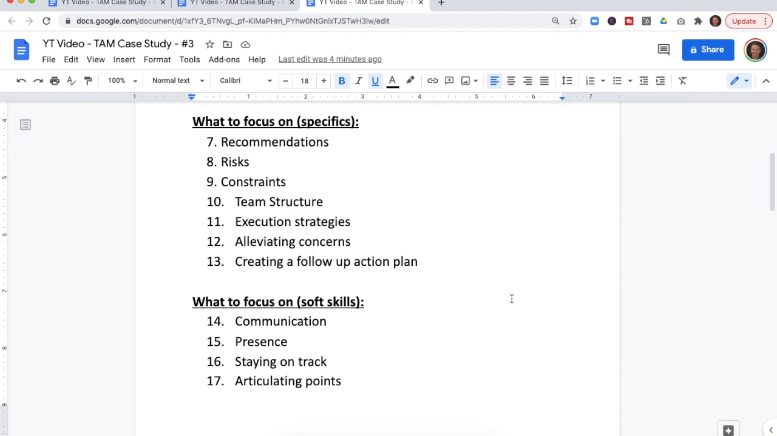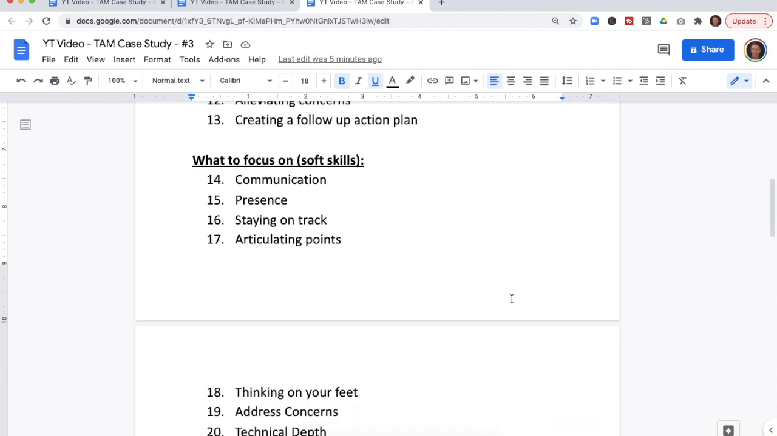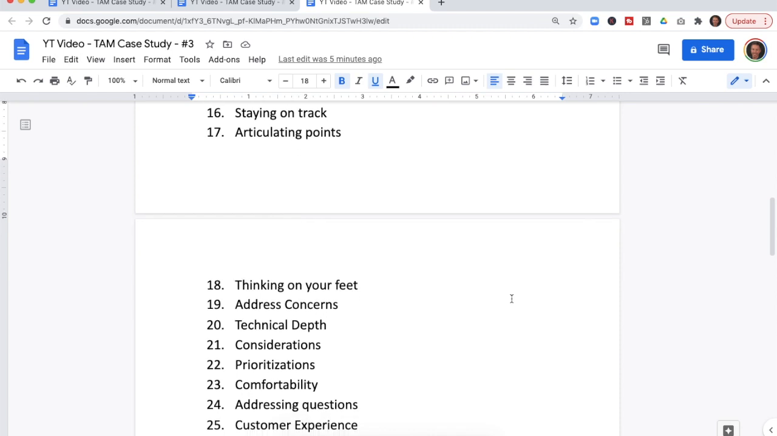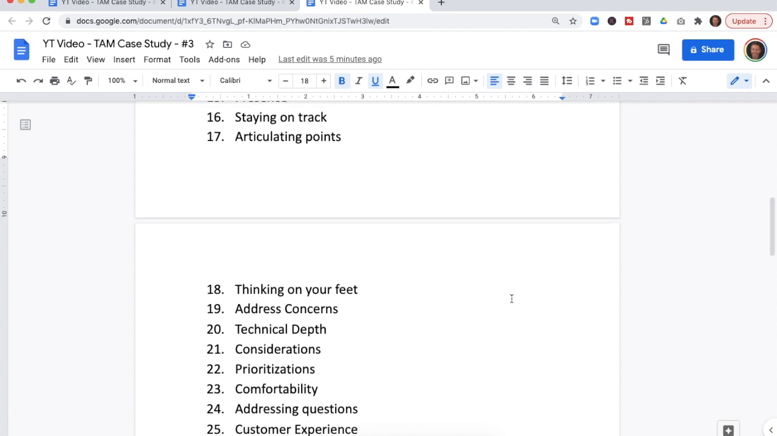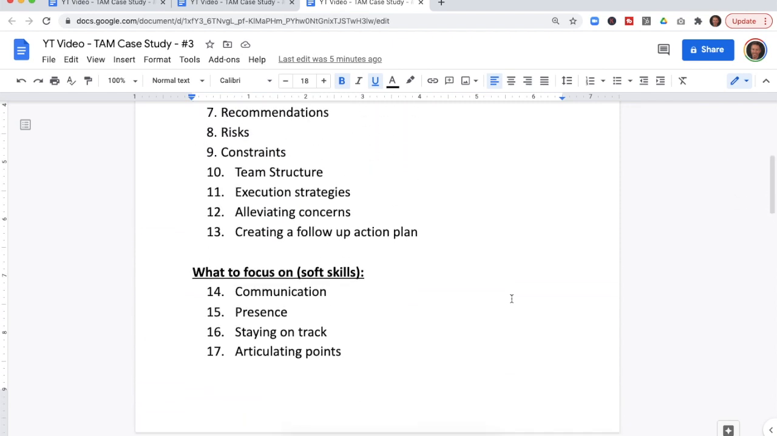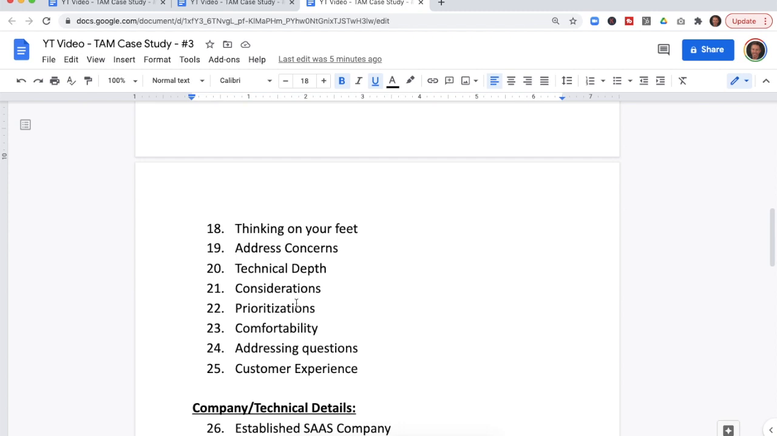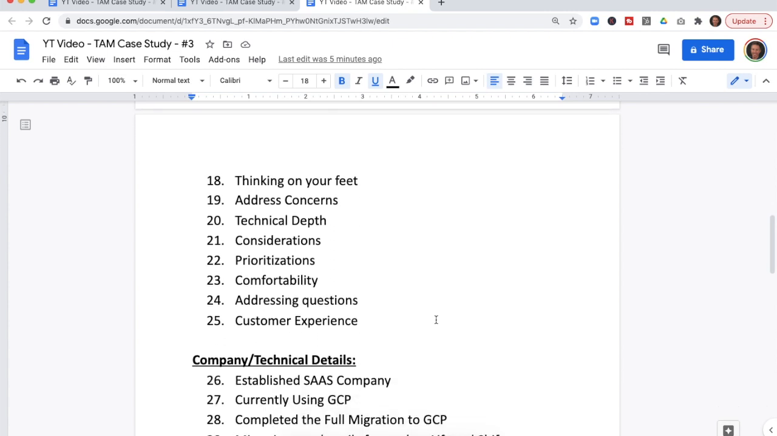So when we think about all these technical items that we'll scroll down to in a minute, we're going to be wanting to think about all these technical items from a recommendations, risk, constraints, team structure, execution strategies, alleviating concerns, and then creating that follow-up action plan. Those are 7 critical areas to focus in on. And then while you're doing it, you're going to focus in on all of these soft skills. You can see how many of them there are. So while you're thinking about something like risk, you're also going to think about the prioritization of risk. It's a lot to think through, but those are the concepts you want to think through.